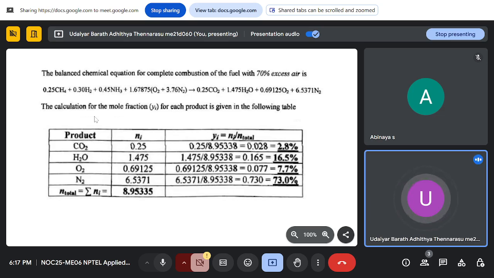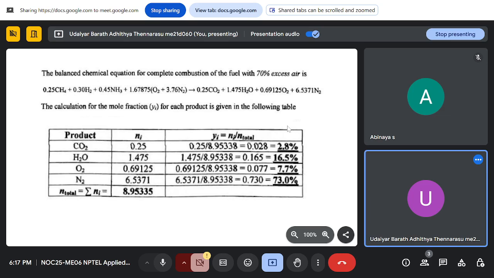Now we need to calculate the mole fraction for each of the products. That is nothing but the moles divided by the total number of moles. On the product side, if you see, we have 0.25 moles of carbon dioxide and 1.475 moles of water, then 0.69125 of oxygen, and the rest is nitrogen, 6.5371. So we are adding up, we'll get the total moles of the product, which will come out to be 8.95335. So that is the total number of moles.